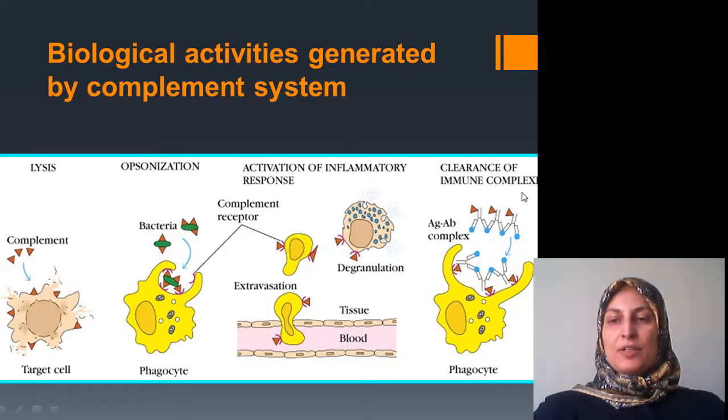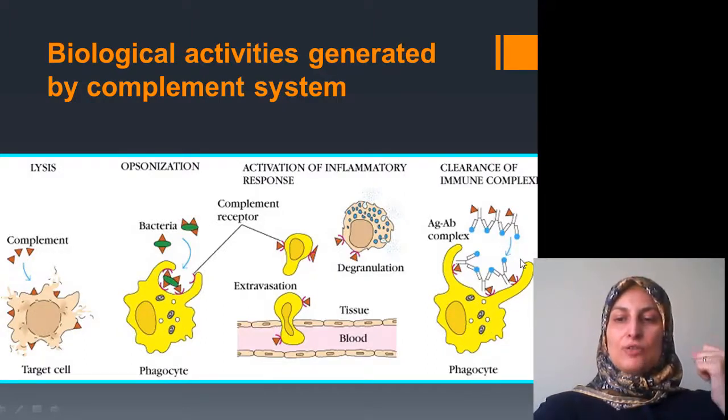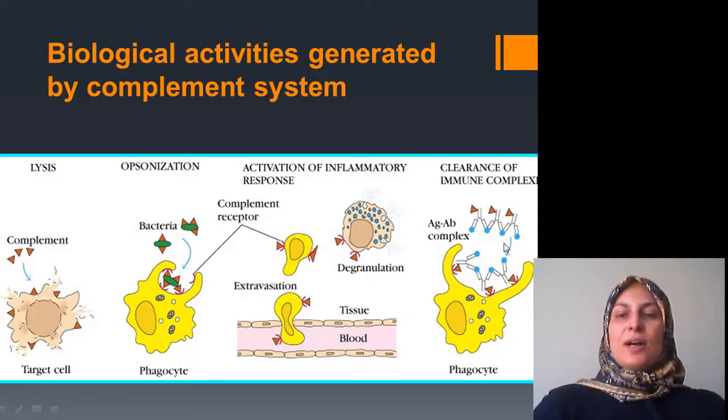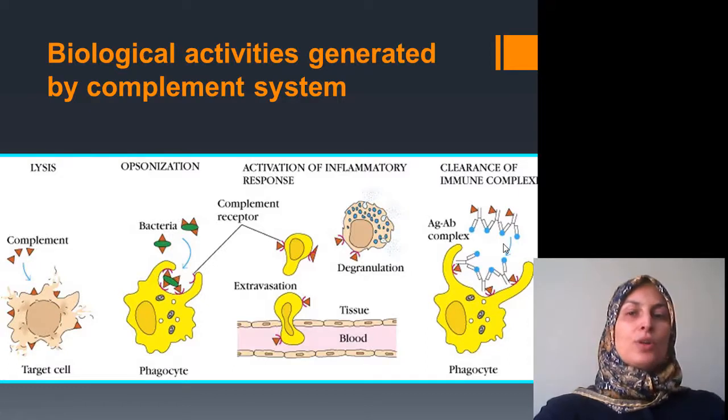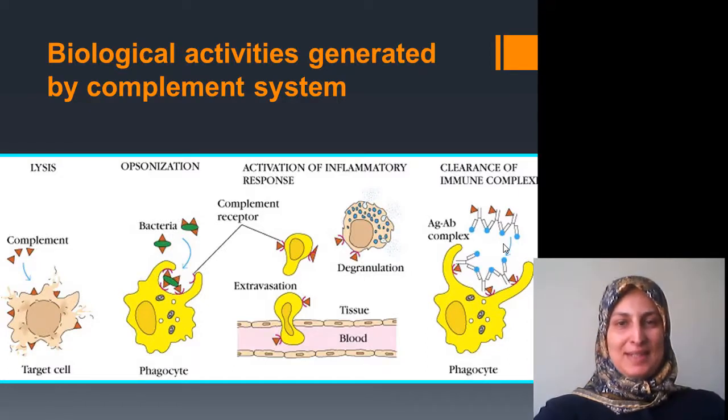Again, here, for example, clearance of immune complexes, these small, tiny parts of the complement system can bind to antigen-antibody complex. Again, it will act as opsonins. It will flag these antigen-antibody complexes so they are more visible to phagocytes and dendritic cells, and the phagocytes would be attracted to this labeled and opsonized antigen-antibody complex, and it will be phagocytosed. So these are the three mechanisms the complement system works to enhance or complement the function of the immune system.